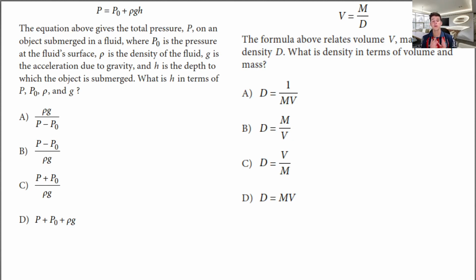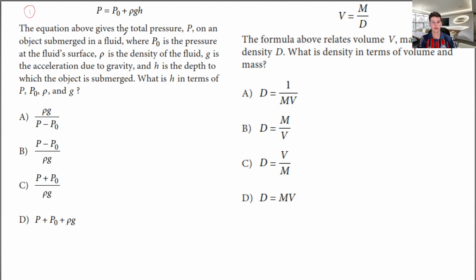Hello guys, this is going to be me solving the practice homework for manipulation. For those of you who are going to take the SAT, it's very important to know manipulation, so let's go ahead and just do it. Okay, let's do the first one, which is this one right here.